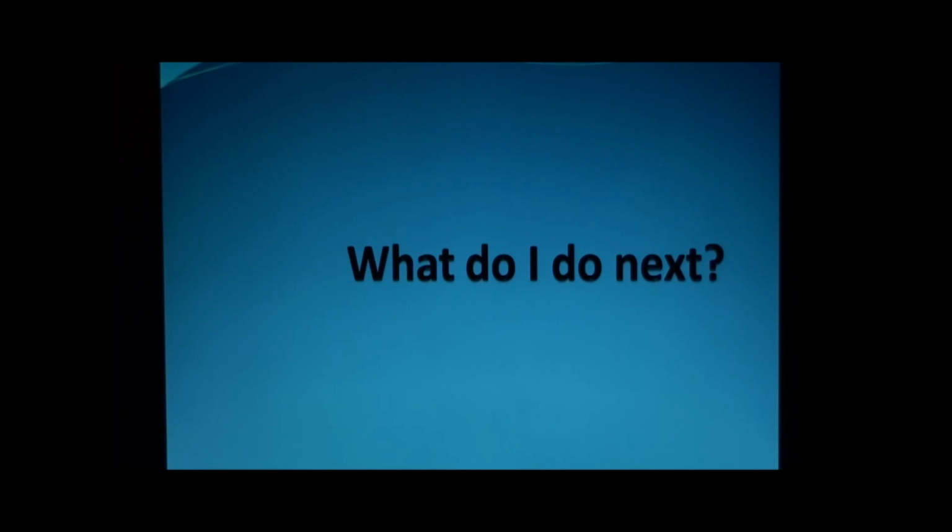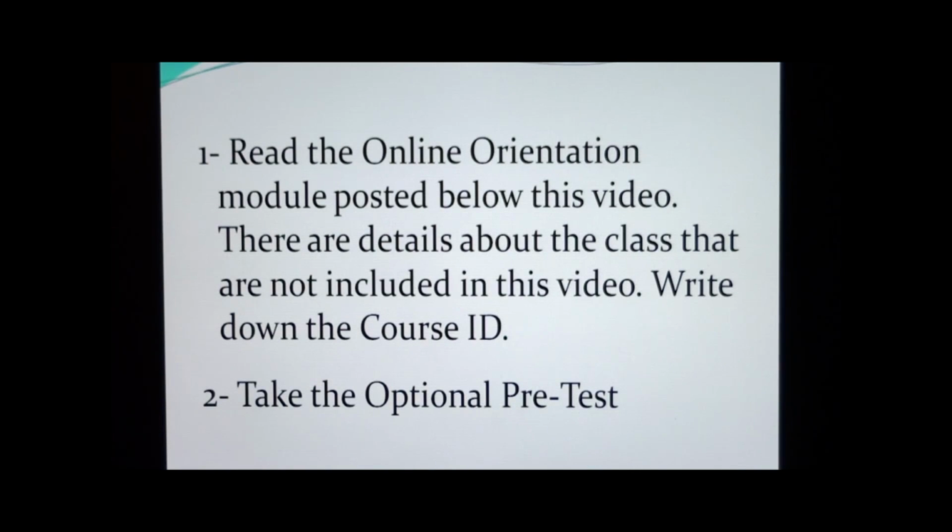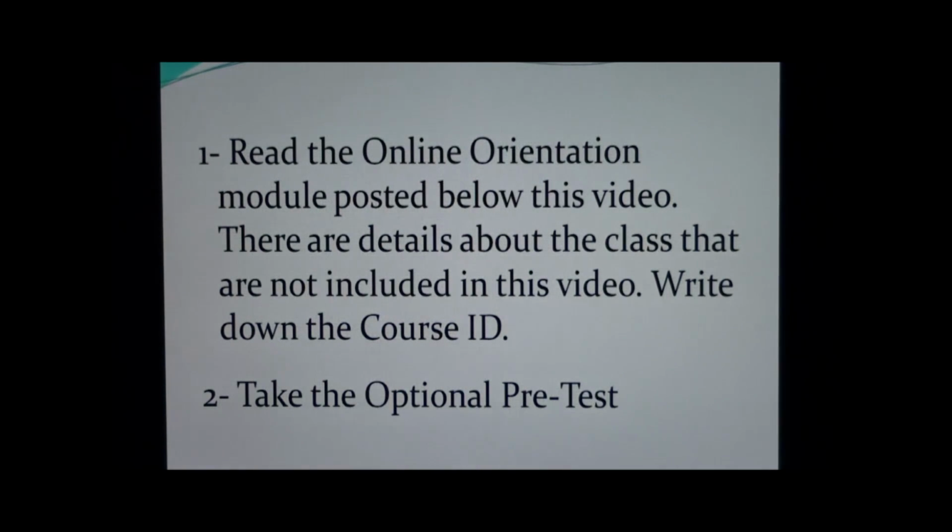Okay, what do I do next? We've talked about most of this already. Read the online orientation module that's posted below this video in Blackboard. It's a good deal of reading, but there are lots of details about the class that are not included in this video, so you really do need to read every page. As you get near the end, you'll be given the course ID for this course. Write it down. You need that when you're registering in MyMathLab.